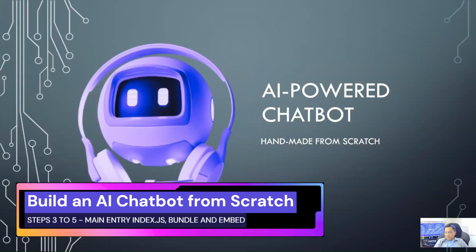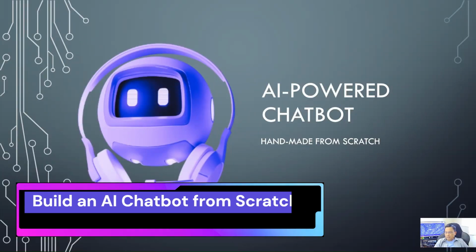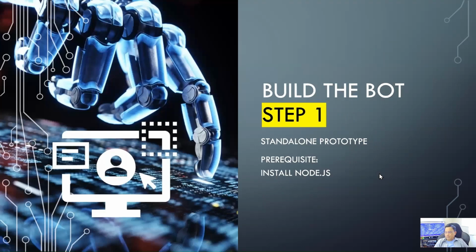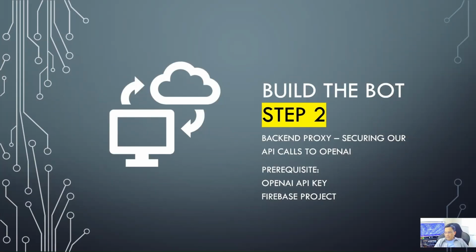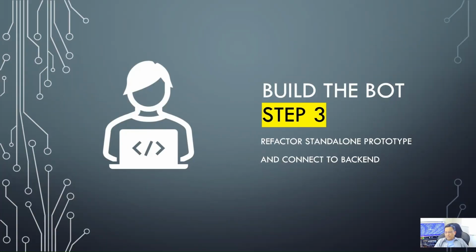Welcome back, dudes. If you've been following along, here's what we have built so far. First, we built our standalone prototype using HTML, CSS, and JavaScript. Then we built our backend proxy that connects to OpenAI's API. And we refactored our prototype into an embeddable version, which we wired up to our backend.